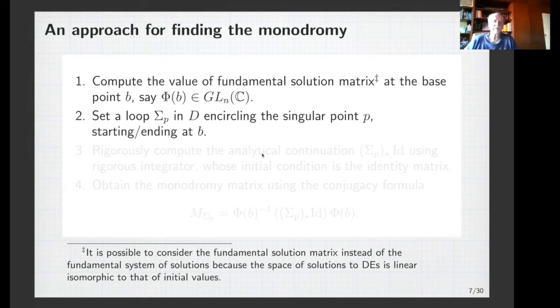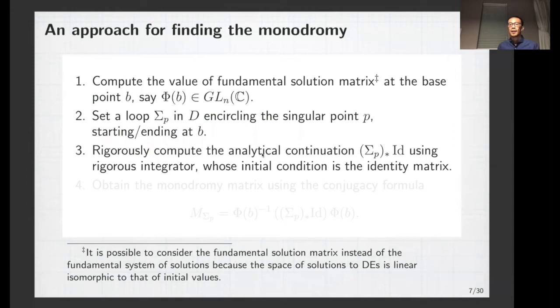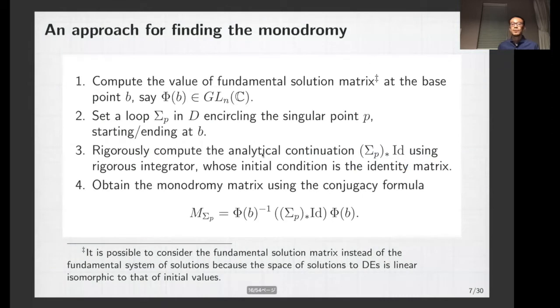Thank you very much. The second step is we set the loop σ_p in the domain, encircling the singular point p, starting from the base point and ending at the base point. For this loop, we rigorously compute the analytic continuation, using the rigorous integrator. The initial condition of the analytic continuation is the identity matrix. Then we obtain the monodromy matrix using the following conjugacy formula. This formulation equals the monodromy matrix.